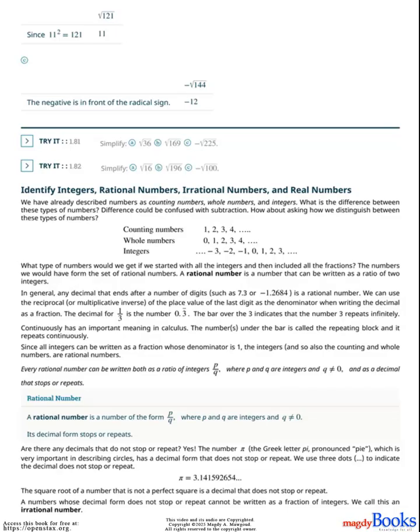Try it 1.81. Simplify. A. The square root of 36. B. The square root of 169. C. The negative square root of 225. Try it 1.82. Simplify. A. The square root of 16. B. The square root of 196. C. The negative square root of 100.